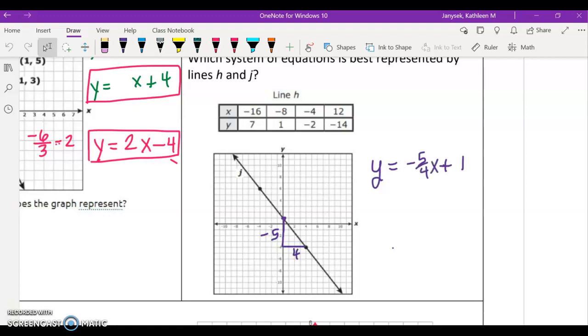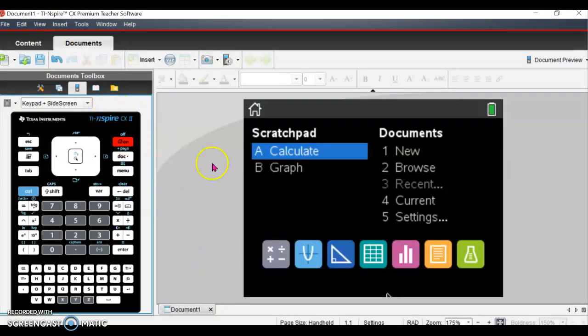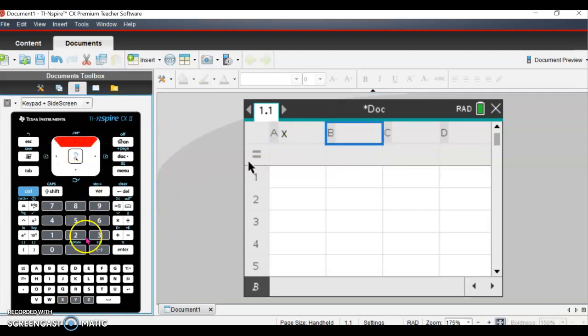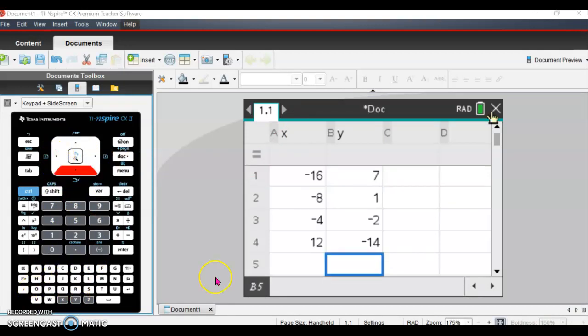Okay. Now let's look at the table. The best thing you can do for the table is to use the calculator. Let's remember how to do that. To put a table in the calculator, you use lists and spreadsheets. So we're going to put x here, and we're going to put y here. And then go down to row 1 and type in your x's and type in your y's. If you need a moment to type in your data, pause this video and then type it in.